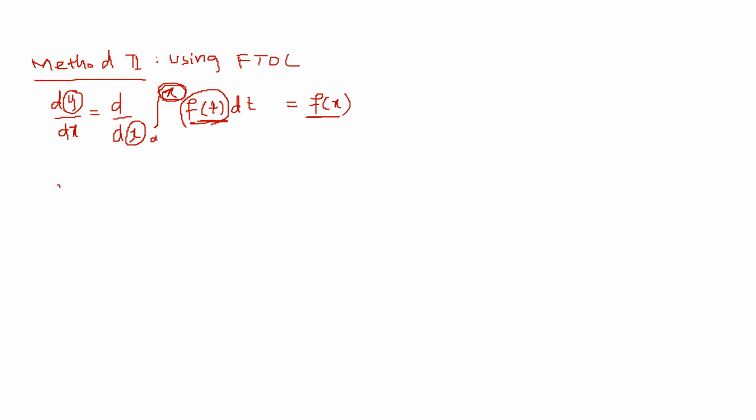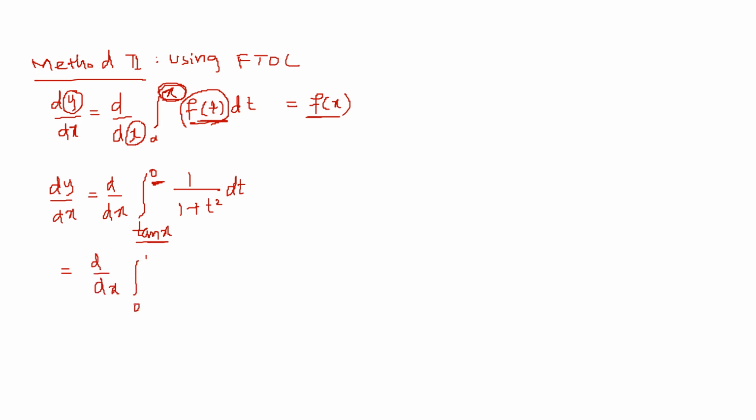In our case, we have dy over dx equals d over dx, integration from tangent x to 0, and the integrand is 1 over 1 plus t square dt. First, we change the order of integration to take the constant in the lower limit and the variable in the upper limit. This gives us d by dx, limit from 0 to tangent x. The integrand is the same, that is 1 over 1 plus t square dt. Since we have changed the order of integration, a negative sign is introduced outside the integral.